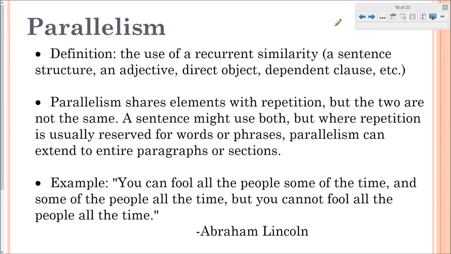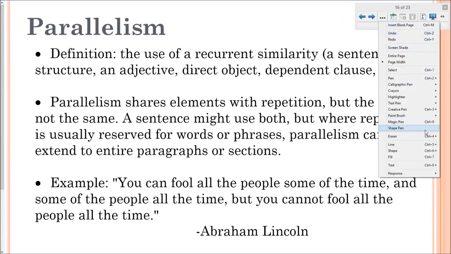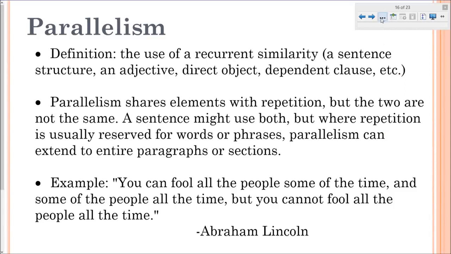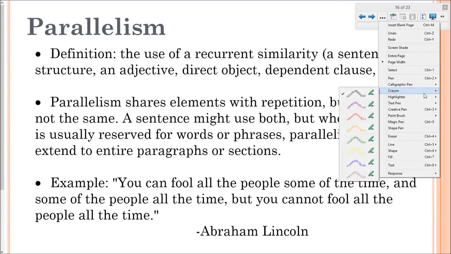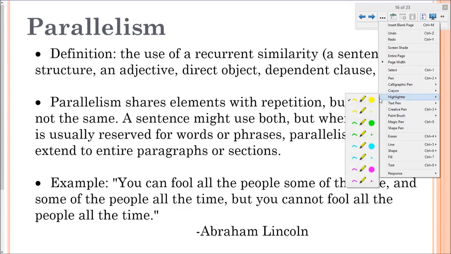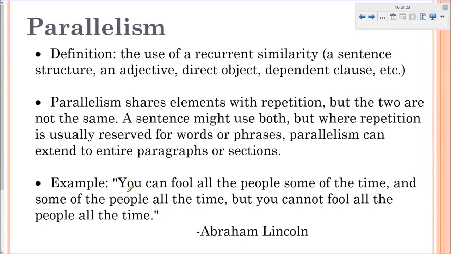But let's look at our real simple example here down at the bottom. You can fool all the people some of the time and some of the people all of the time, but you cannot fool all of the people all of the time. And that's a quote from Abraham Lincoln. And in the quote, Lincoln's doing a few things. So we can see that each kind of iteration of the phrase begins with, you can fool all of the people some of the time. And so we actually have two descriptions of that. Although in the second one, it's not you can fool, it's you cannot fool.